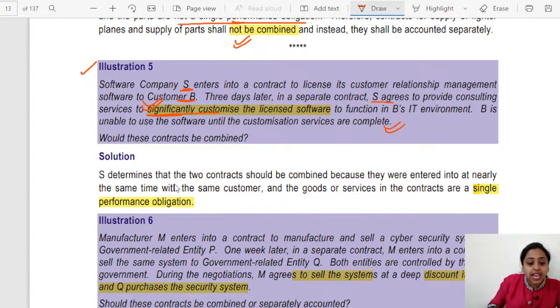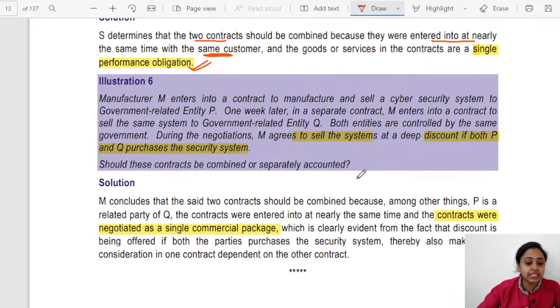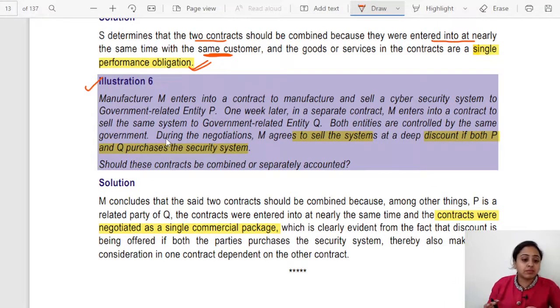See, S determines that the two contracts should be combined because they were entered into at nearly the same time with the same customer. Okay, it appears that it should be considered as one contract. Okay, and the goods and services in the contract are a single performance obligation because it is creating significant impact. Next, illustration number 6. Please read it carefully.